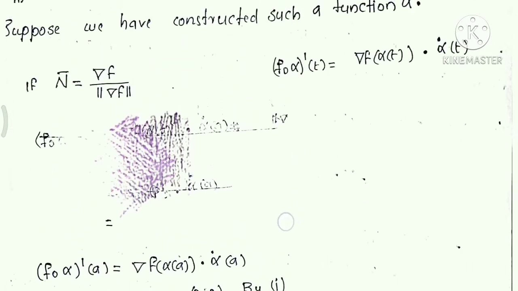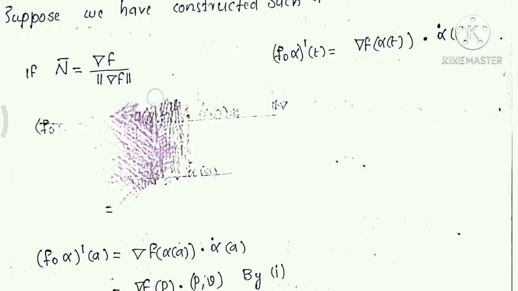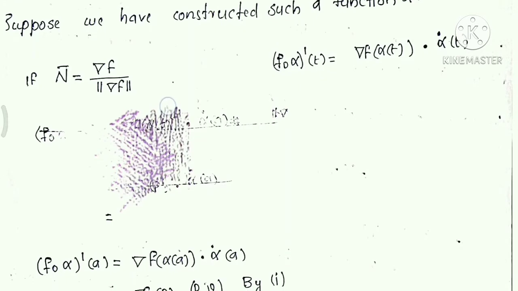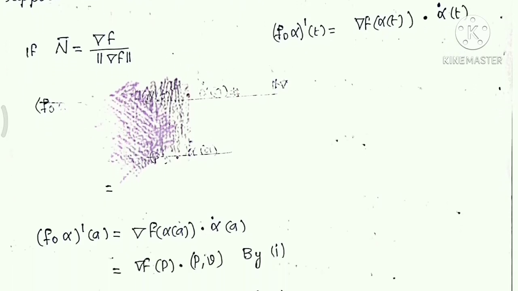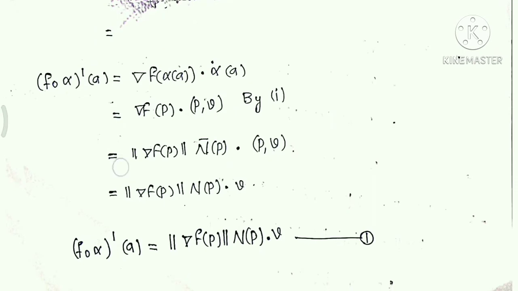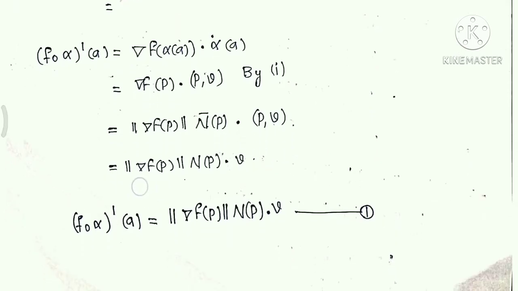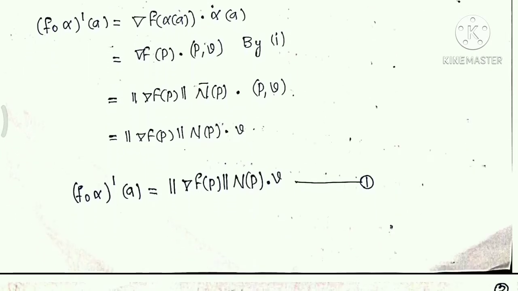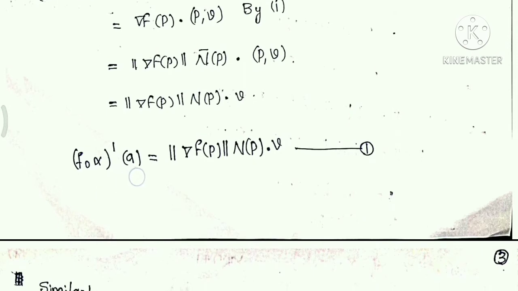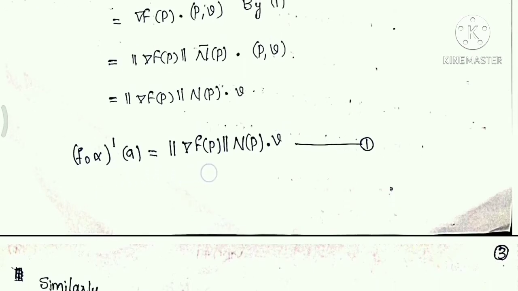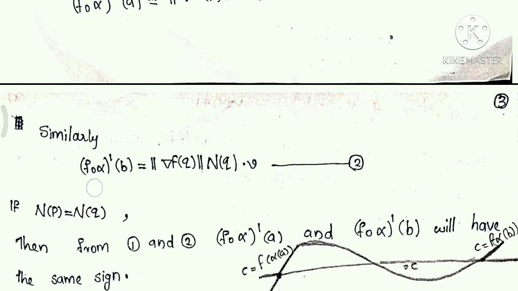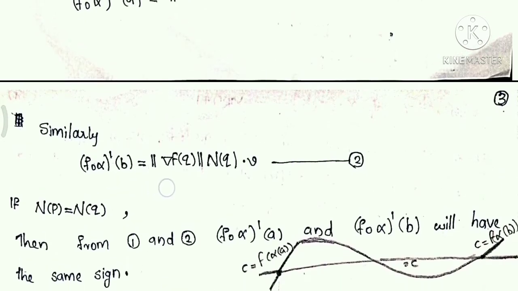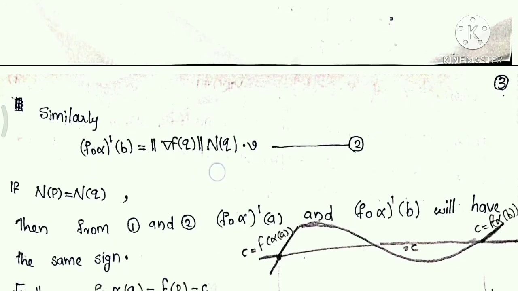And here n of p is equal to del f of p by norm del f of p. So, del f of p is equal to norm of del f of p times n of p. Hence, this is equal to norm del f of p times n of p dot pv, which equals norm del f of p times n of p dot v. This implies (f composition alpha)'(a) is equal to norm del f of p times n of p dot v. Similarly, (f composition alpha)'(b) is equal to norm del f of q times n of q dot v.